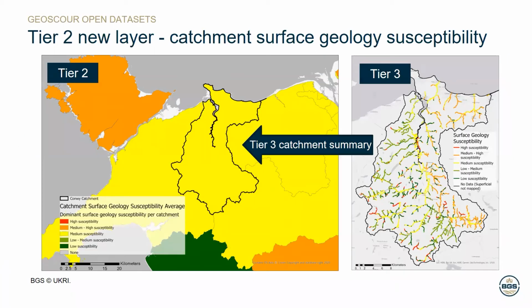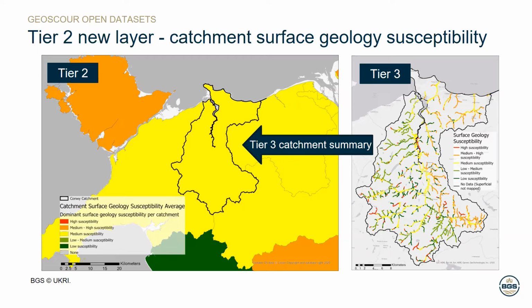The new dataset is the catchment geology susceptibility layers. These are an open version of the Tier 3 river scour susceptibility dataset layers, and they provide a catchment level summary of the individual scour susceptibility classes assigned to each river. Within each catchment, the entire length of the river has been calculated for each scour class and are provided as lengths per class in kilometres. These summary statistics are available for worst, average and best case scenarios for catchment susceptibility to superficial deposit scour.